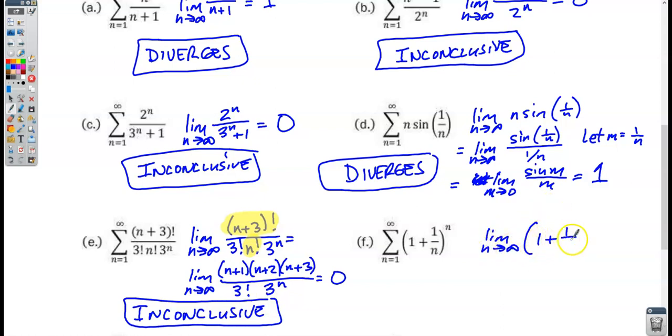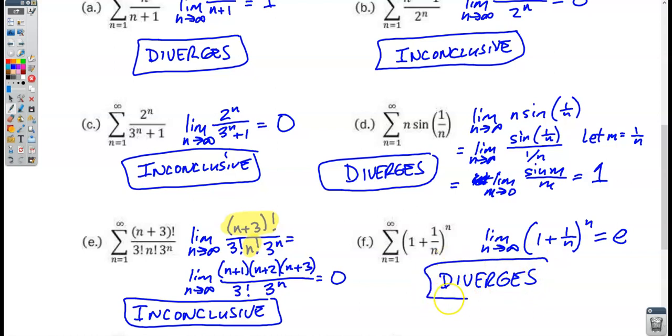Do you folks remember seeing this limit before? This is a very famous limit, the limit as n goes to infinity of the quantity 1 plus 1 over n to the n. If you find that limit, we've found it before. That's the definition of e. This is the limit as n goes to infinity of 1 plus 1 over n to the n is equal to e. That's how we define the value of the constant e. e does not equal 0, therefore this series diverges.